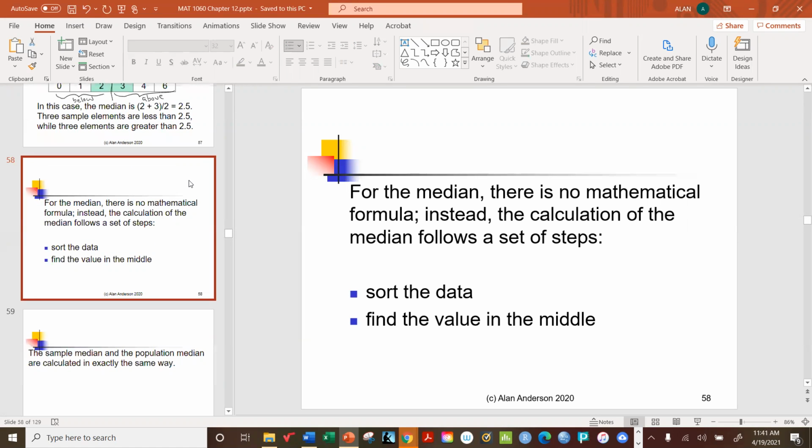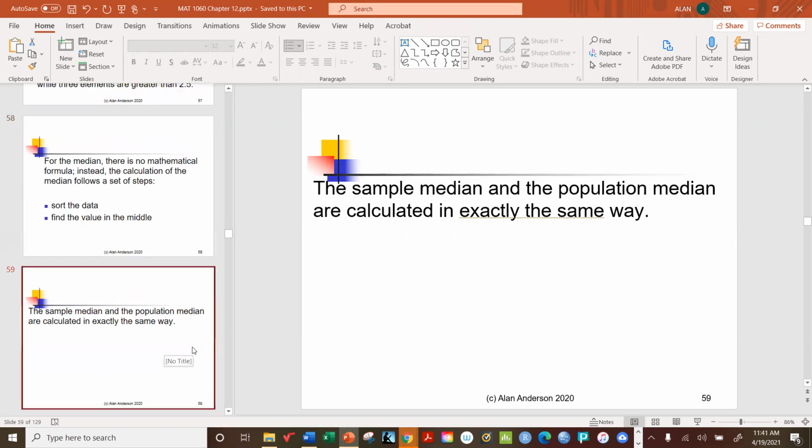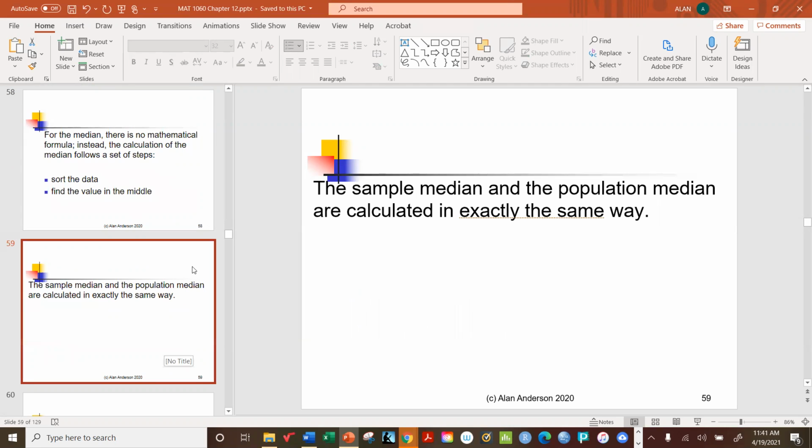Observation number 2 is that the sample median and the population median are calculated in exactly the same way. There's no formula. We just do the exact same steps. We sort the data and we find the value in the middle. So we don't really have to worry about whether the data are a sample or a population. They're both treated in the same way.